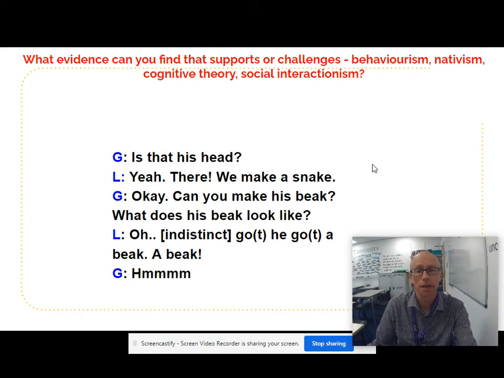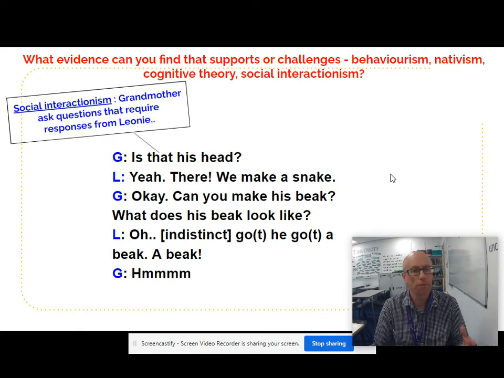So Grandma says, is that his head? And Leonie says, yeah, there we make a snake. So Grandma says, okay, can you make his beak? What does his beak look like? And then Leonie says, he got a beak, a beak. And Grandma goes, like that.